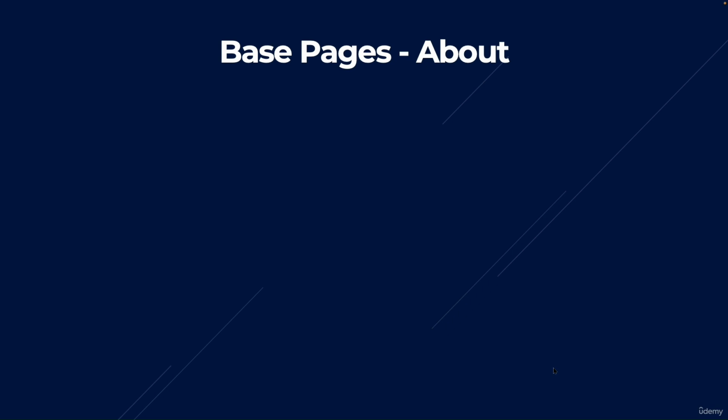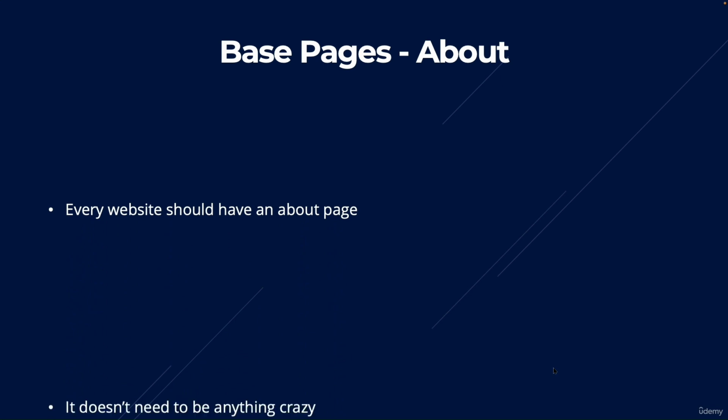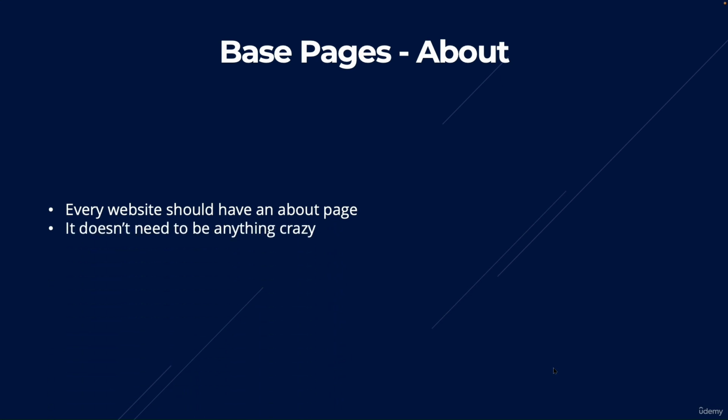Again, it just goes back to having the standard pages that Google expects to see and helping us increase trust with users by having these pages on our website. So pretty much every website should have an about page. Now, don't worry, it doesn't need to be anything crazy whatsoever. Some about pages I've seen literally have over 1,000 words. Your about pages can literally be just a few sentences. It should simply give the user a bit more context about the website.